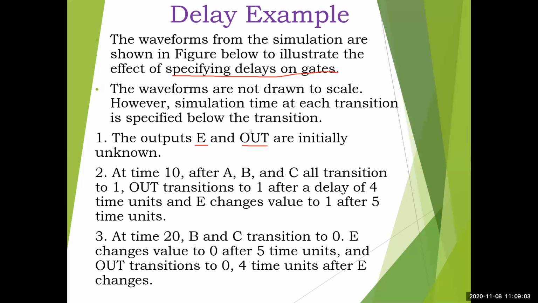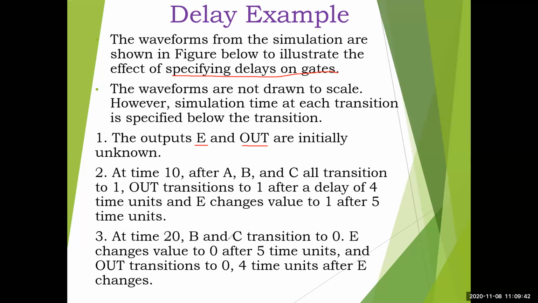Then at time 10, after A, B, C all transition to 1, we have given 111, so out transitions to 1 after a delay of 4 time units. The first gate will be the AND gate, A dot B, so it has a delay of 4. So it is written to 1 after a delay of 4 time units, and E changes value to 1 after 5 time units. Initially whatever value of E is there, only that it will consider, and both gates will try to give the output, but E will have the new value of the gate only after the delay, so that you will observe.